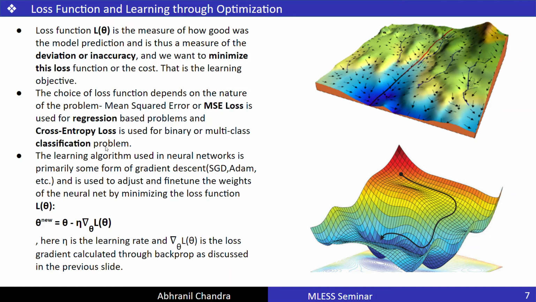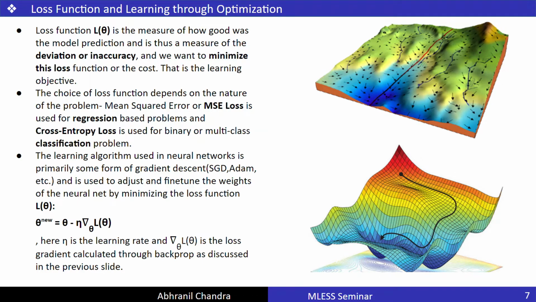Now we look into the loss function and the optimization algorithm. The loss function L of theta is a measure of how good the model predictions are, and thus is a measure of deviation or inaccuracy from the true values. We want to minimize the loss function or the cost, and this is the learning objective. The choice of loss functions depends on the nature of the problem. Mean square error or MSE loss is used for regression-based problems, and cross entropy loss is used for binary or multi-class classification problems. The learning algorithm used in neural networks is primarily some form of gradient descent, be it stochastic gradient descent or SGD, Adam, or some variation of it.